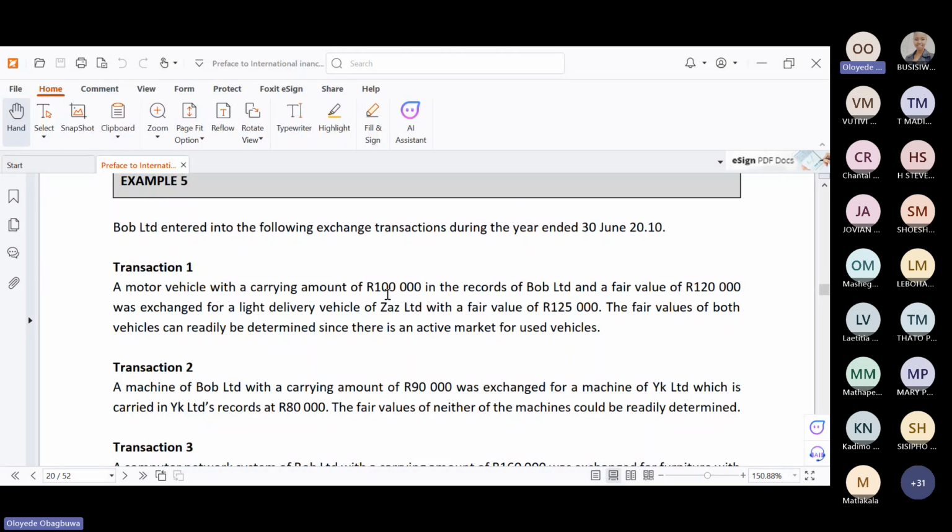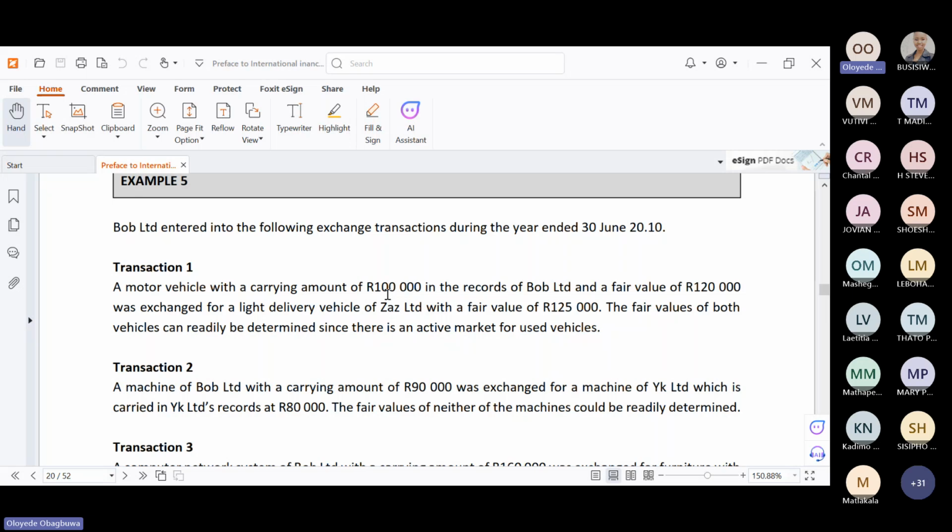Now, with what I've explained, in the books of Bob, a motor vehicle with a carrying amount of 100,000 in the record of Bob and a fair value of 120 was exchanged for a light vehicle of SAS Limited with a fair value of 125. The fair values of both vehicles will readily be determined since there is an active market for used vehicles. So the fair value is readily determined.